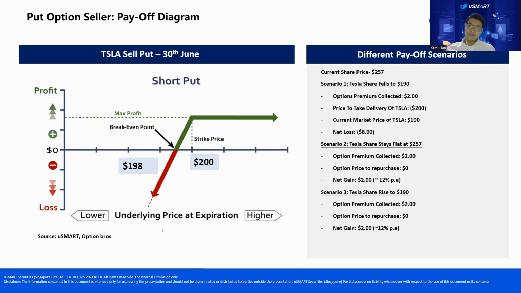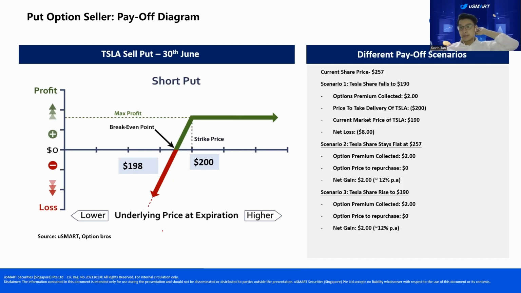Okay, but if you are a long-term investor and believer in Tesla, this should not deter you, because even though you take delivery of Tesla shares, you are of the view that Tesla is worth more than $200, or it may actually rebound in the future. So you will actually hold on to Tesla shares, and in fact, you will get a chance to hold Tesla shares at a discount from the current share price. So the second scenario is, what happens if Tesla shares stay flat at $257?